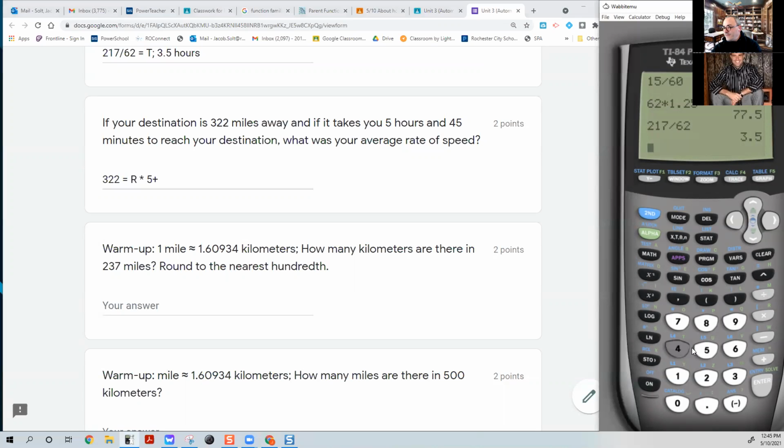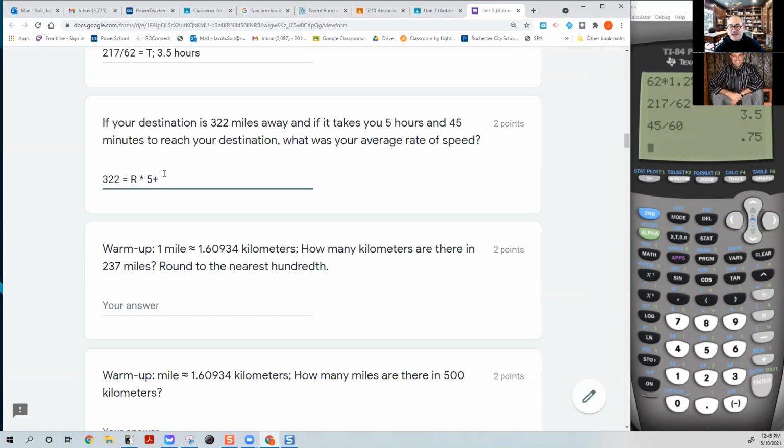Well, let me figure out 45 minutes. What is 45 minutes in terms of an hour? Well, if I divide by 60, I could find out, couldn't I? 45 divided by 60 is 0.75. Right? So 5.75 is my number that goes in here. It's 5 hours and 45 minutes, equal to 5.75.